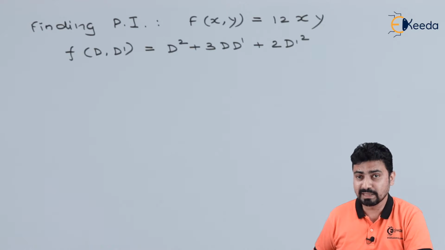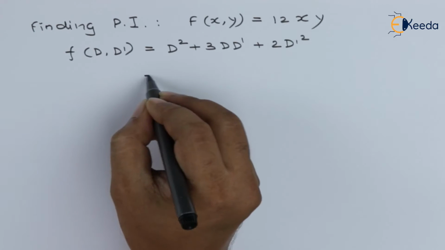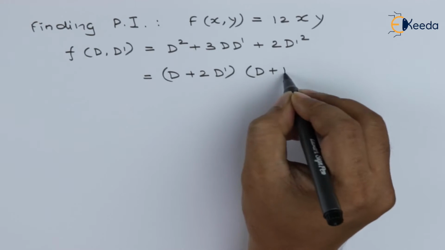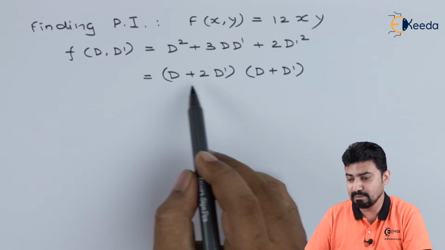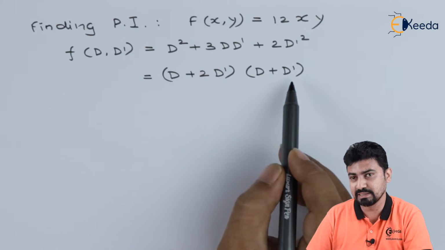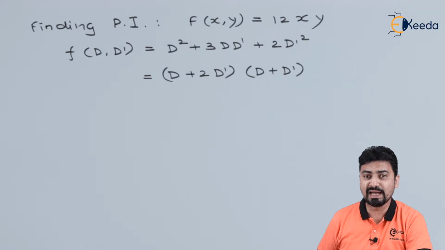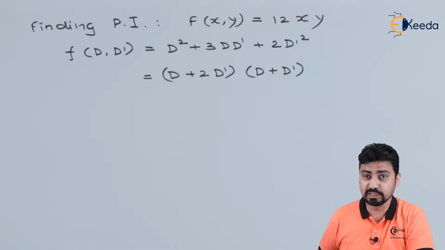Now we can express this particular function as product of linear factors. Thus, we have factorized the function of D D dash as D plus 2D dash into D plus D dash. Now, applying the condition when the function of D D dash can be factorized into linear factors, we will be finding the particular integral for this particular question. Now, let us see what was the condition. What was that particular case to find the PI?